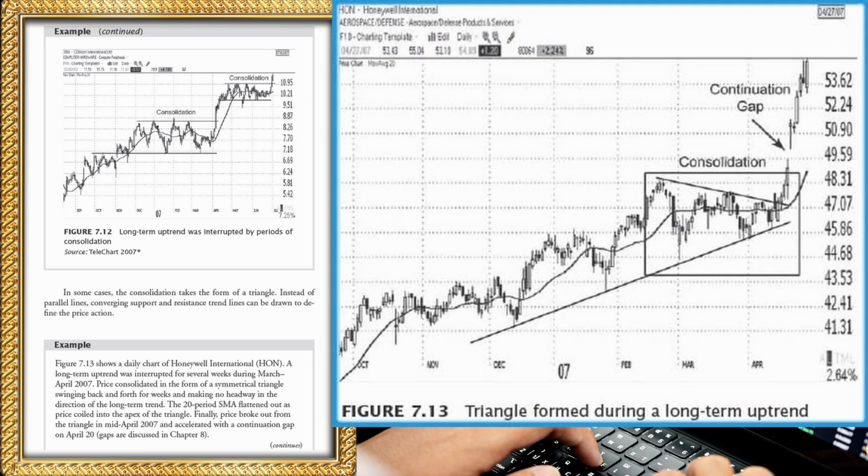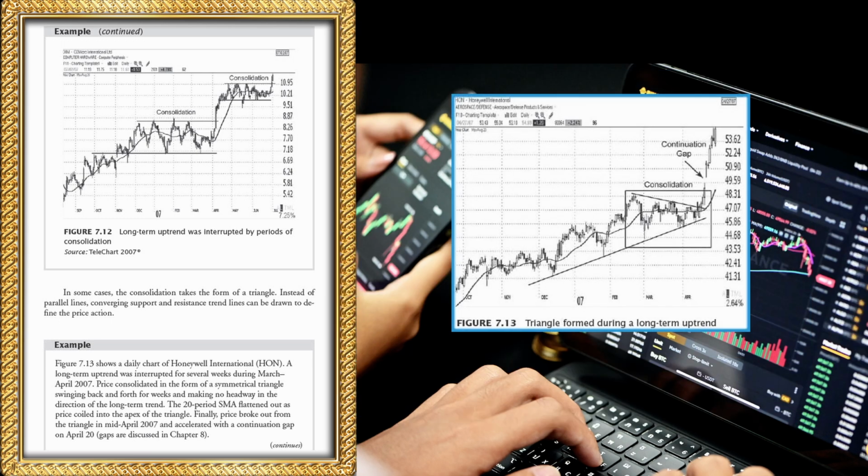Example: Figure 7.13 shows a daily chart of Honeywell International, HON. A long-term uptrend was interrupted for several weeks during March to April 2007. Price consolidated in the form of a symmetrical triangle, swinging back and forth for weeks and making no headway in the direction of the long-term trend. The 20-period SMA flattened out as price coiled into the apex of the triangle. Finally, price broke out from the triangle in mid-April 2007 and accelerated with a continuation gap on April 20th. Gaps are discussed in Chapter 8.